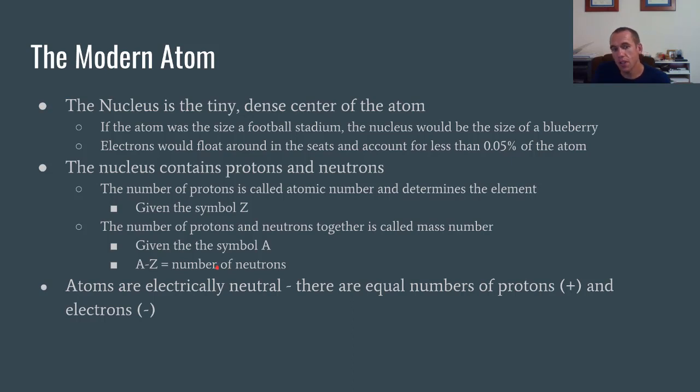It's also worth noting that atoms are electrically neutral. What I mean by that is they do not have an overall charge. The number of protons and electrons is the same, and that means that there are the same number of protons or positive charges as negative charges because protons and electrons actually have equal and opposite charges.